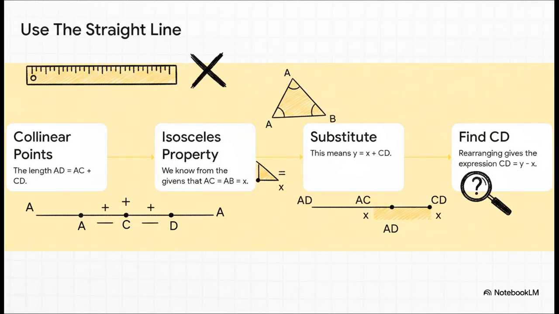What's next on our checklist? The straight line. This one's pretty, well, straightforward. If A, C, and D are all in a line, then the total length AD is just AC plus CD. And we already know that AC is the same as AB, which we called X. This gives us our second key expression, this time for the length of CD.